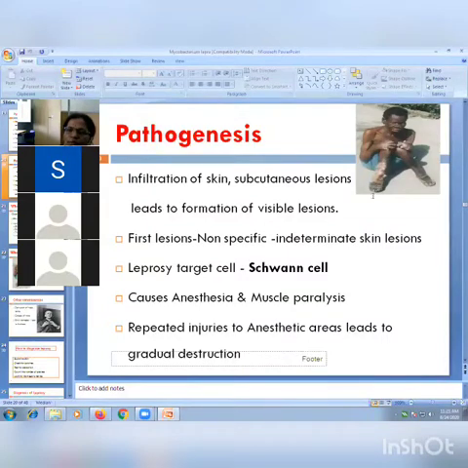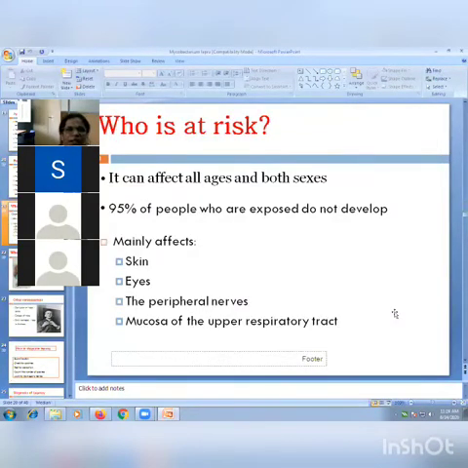Due to involvement of the nerves, there is loss of sensation, and due to that, ulcer formation on the foot. Anesthetic patches: due to anesthetic patches, there is loss of sensation. This is the typical clinical presentation of leprosy. The respiratory system also gets infected.